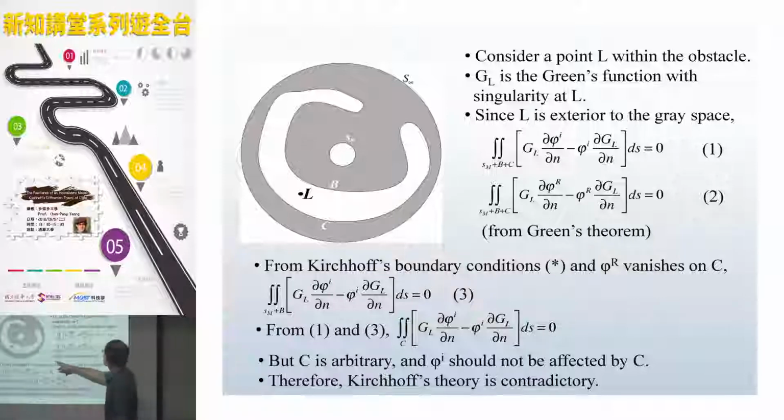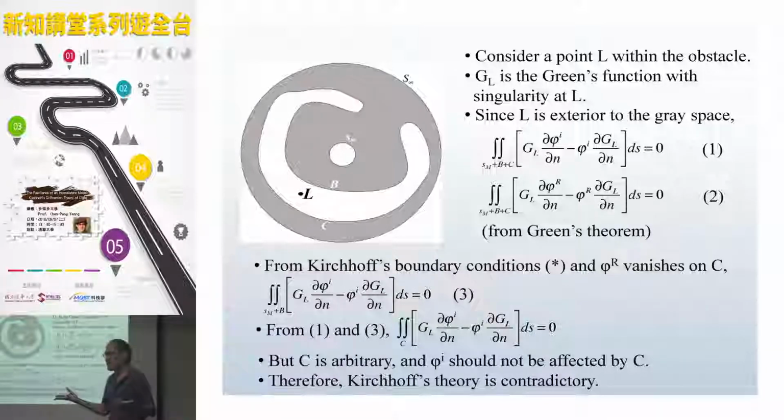And now compare equation 3 with equation 1. They are exactly the same except that their domains of integrals are different. This one has 3 surfaces, Sm, B, C. This one has 2, right? And both are 0. So that means the integral contribution from surface C should be equal to 0. But this has a severe problem because in this integral, the integrand does not have any components in phi R, the diffractive field. It only has a contribution from incident fields, right?